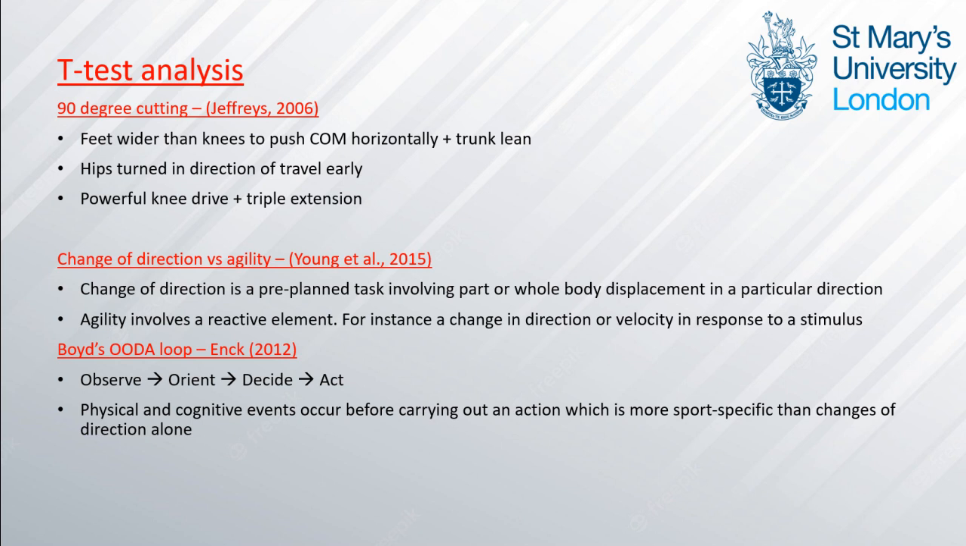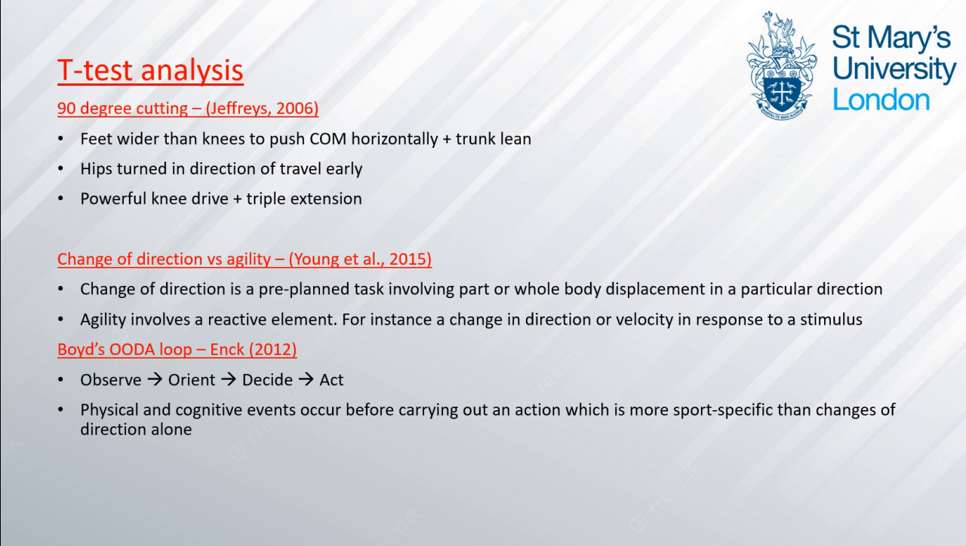So in summary, the athlete had his feet wider than his knees to push his centre of mass horizontally efficiently, which was also assisted by good trunk lean in the direction of travel. His hips were turned early, and he had a powerful knee drive with triple extension. However, Young et al. highlights that this test is change of direction based, as it is a pre-planned task, and that agility involves a reactive element.